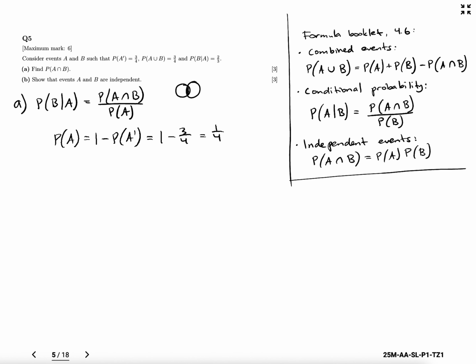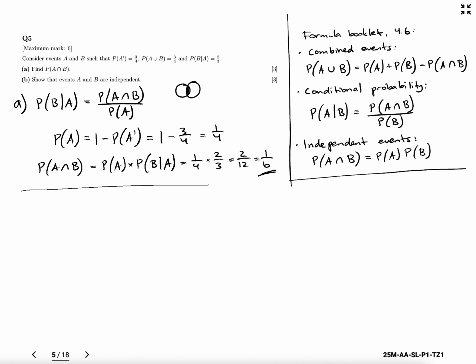And now we can rearrange our formula. So probability of A and B is probability of A times probability of B given A. And we put our numbers in, 1/4 times 2/3, 2/12, which is 1/6. Right, so that's the answer to part A. And now we look at part B.